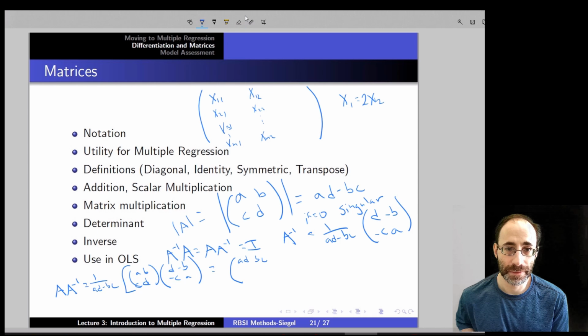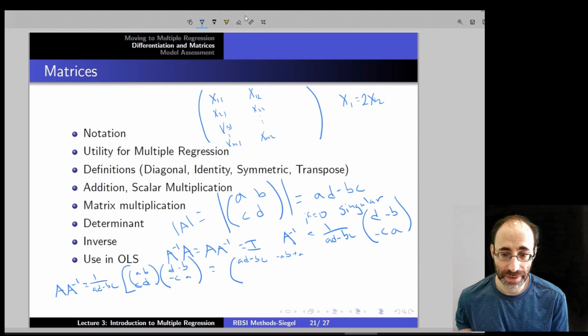Minus BC. So AD minus BC in the first one. And the second one, I'm going to take the first row times the second column for this element. That's negative AB plus AB, so that's going to cancel to 0. In this one, I'm going to take the second row times the first column, which gives me CD minus CD. That cancels to 0. And the last one is the second row times the second column, which is negative BC, so negative BC plus AD. These are 0.